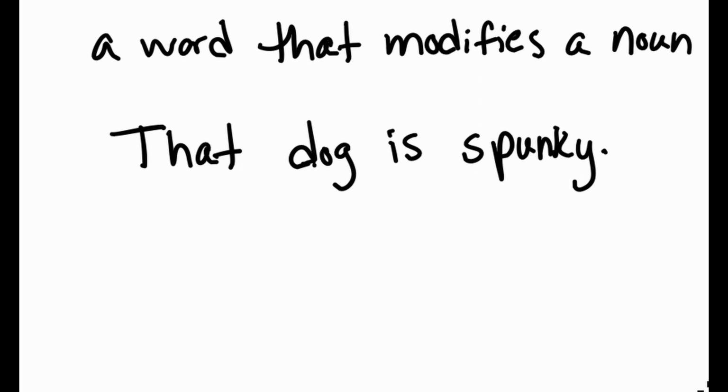So we know the noun is dog. We know that. But we're modifying the meaning of dog. We're adding some extra meaning. That dog is spunky. Spunky is our adjective. A lot of adjectives end in Y.